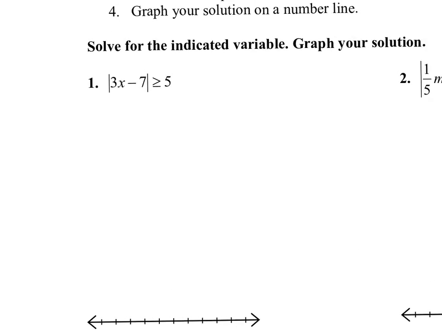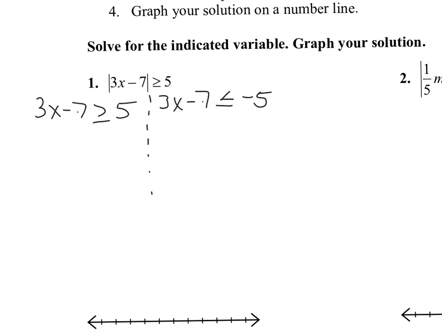So the first thing that we need to do is see if the absolute value is isolated, and indeed it is. So we can split it down the middle, and we have 3x minus 7 is greater than or equal to 5. Now, of course, we have to do it on the other side, so we have 3x minus 7 is less than or equal to negative 5. And the reason we had to flip the sign is because we made that 5 negative. Now we just go ahead and solve.